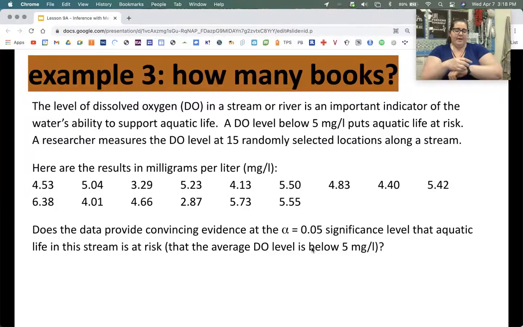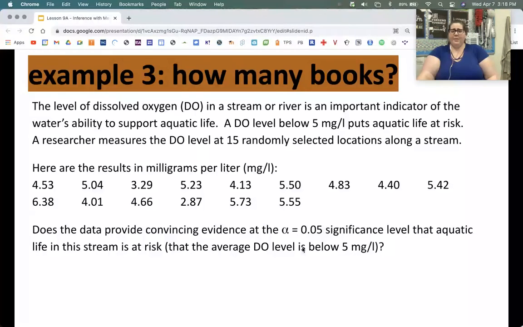All right, so this is a hypothesis test. I know it's a hypothesis test because they asked me, does this data provide evidence? That's a good clue. We also are given a significance level, another great clue. We also were not asked to calculate an interval, which is another great clue. So this is a hypothesis test. We would call this a one sample t-test.